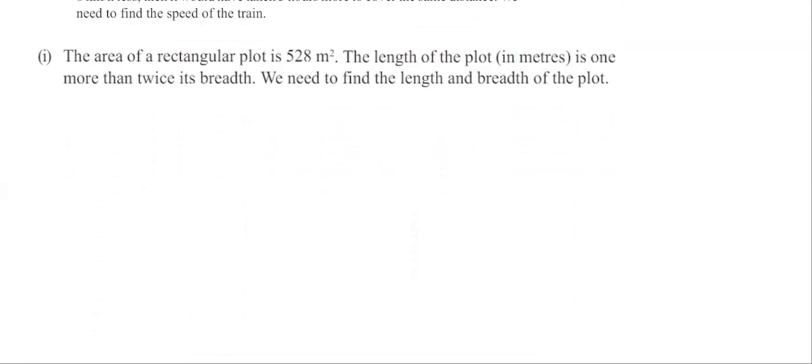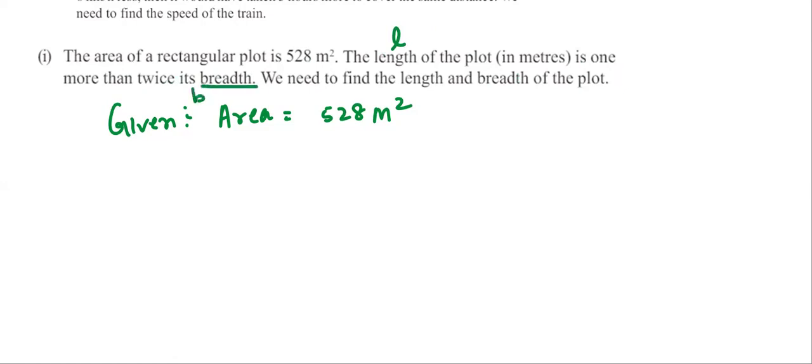So now let's first write what is given in this question. We are given the area of the rectangular plot, so given area is equal to 528 meters square. And the length of the plot is 1 more than twice its breadth. They have not given us the direct dimensions of L and B, so we will keep the length as L and breadth as B. Now, what is the area of the rectangle? The formula will be L into B, that is L times B. So L times B is equal to 528.